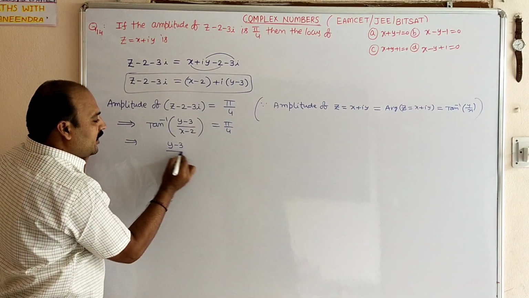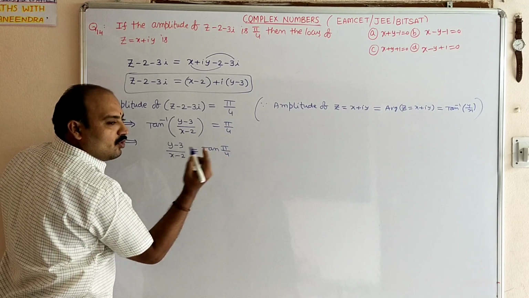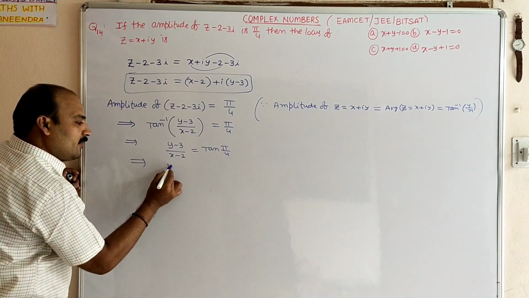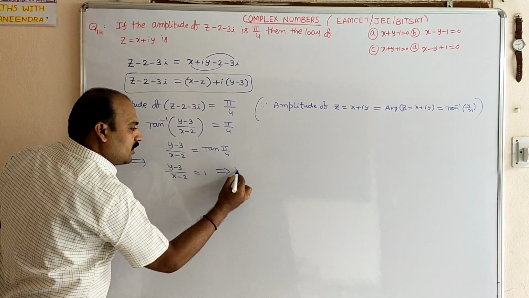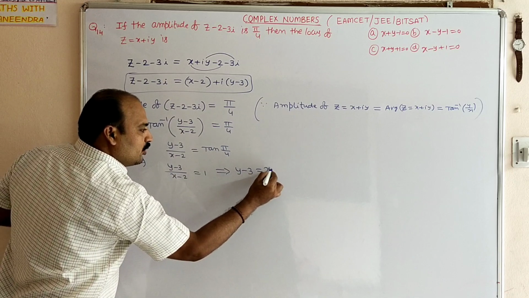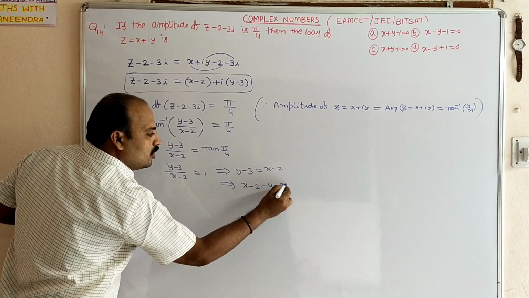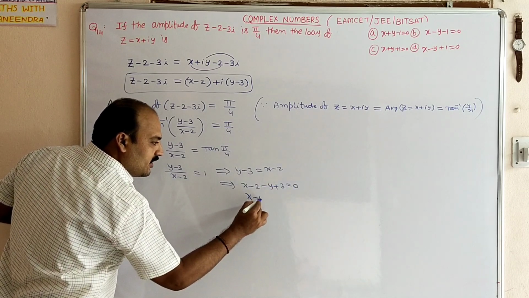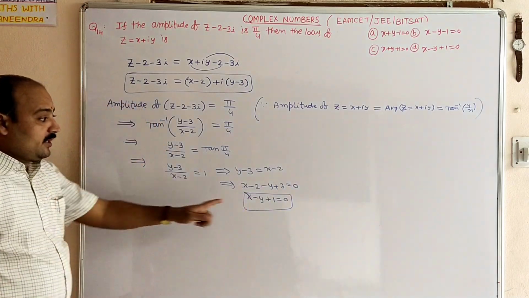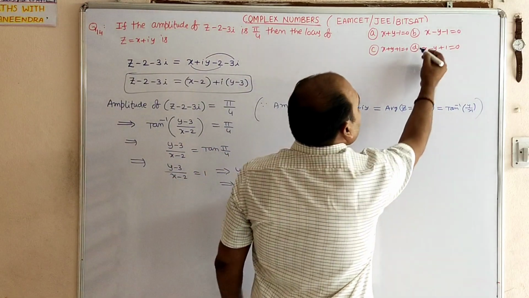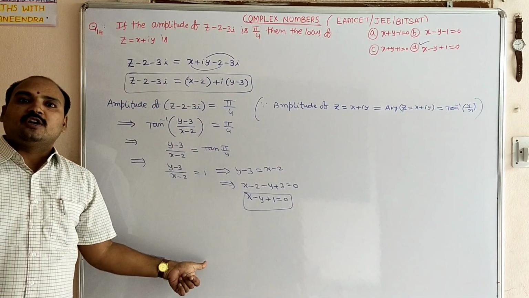Y minus 3 divided by x minus 2 equal to tan pi by 4. What is tan pi by 4? 1. So y minus 3 divided by x minus 2 equal to 1. Cross multiply. Y minus 3 equal to x minus 2. So x minus 2 minus y plus 3 equal to 0. So x minus y plus 1 equal to 0. This is the required locus. X minus y plus 1, which is in the fourth option. This is the required locus to the given condition.